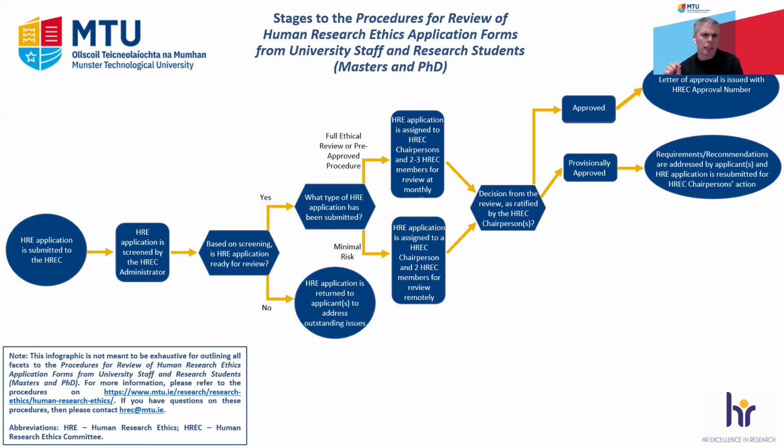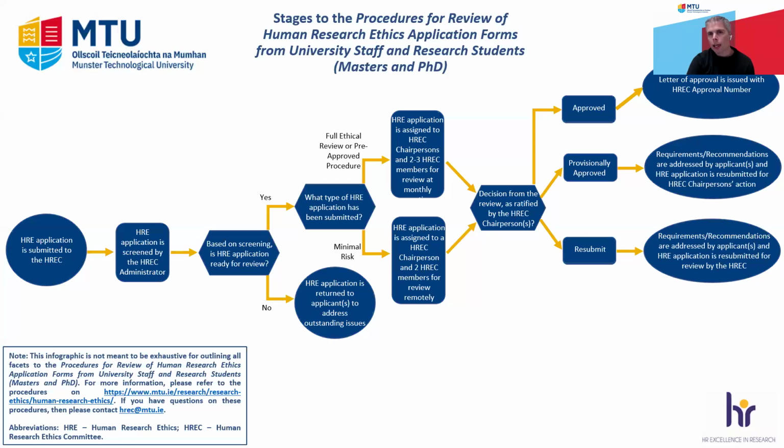For provisionally approved, it goes back to the applicant with these requirements and recommendations. The applicant will address them, send it back into the HREC, and it goes to the chairperson. Because it's provisionally approved, it doesn't have to go through the original process again, whichever avenue it went down. So it's handled by the chairperson, which is quite a fast process as well. If it's a resubmit outcome, that means there are a lot of ethical matters that need addressing, a lot of requirements and recommendations.